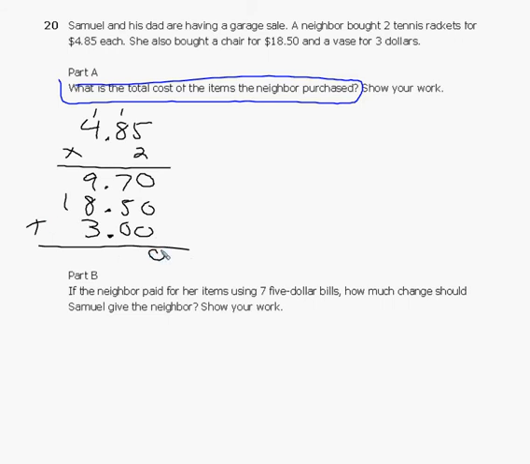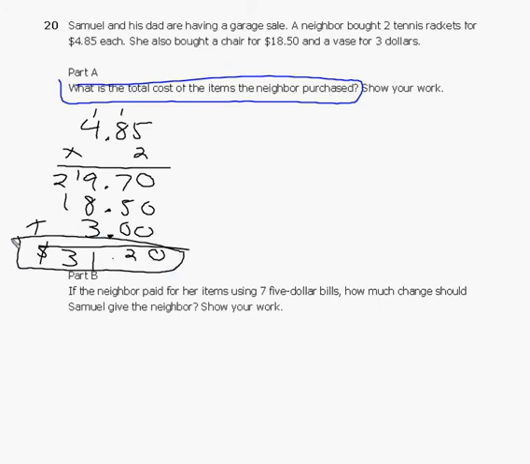Zeros, all zeros is going to be 0. 7 and 5 and 0 is 12. Carry my 1. 9 and 1 is 10. 8 would be 18. And another 3 would be 21. Then 2 and 1 is 3. So the neighbor purchased $31.20 of merchandise at the yard sale.